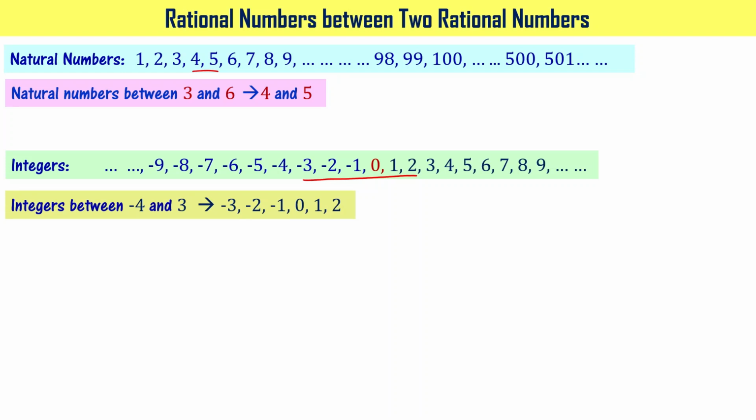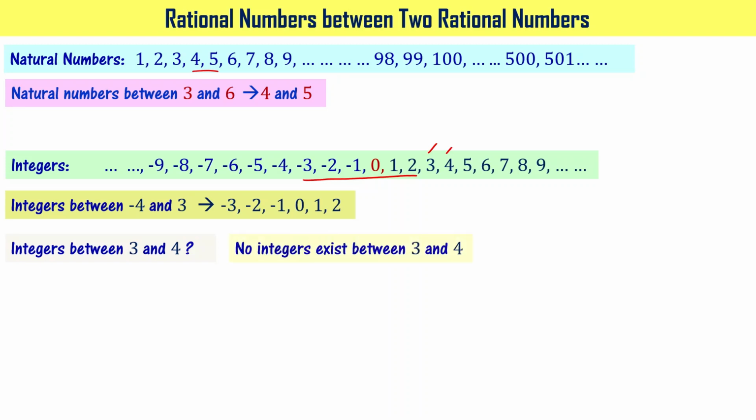Now, let's ask another question. Can you write integers between 3 and 4? You have 3 here, you have 4 here, right? Those are the integers next to each other. So there exists no integer between 3 and 4, right? Let me write that. No integers exist between 3 and 4. Now, the question is, do rational numbers exist between 3 and 4? Meaning, can I write rational numbers between 3 and 4?